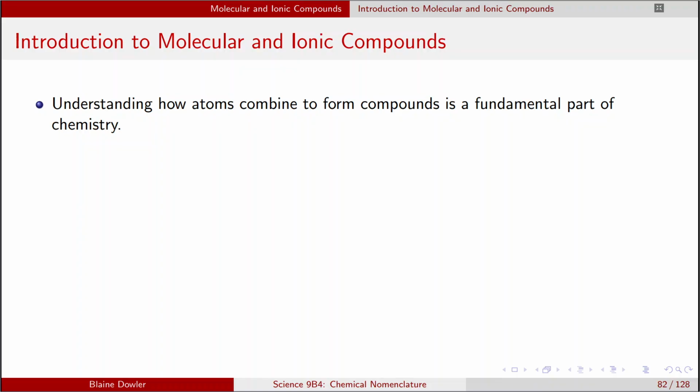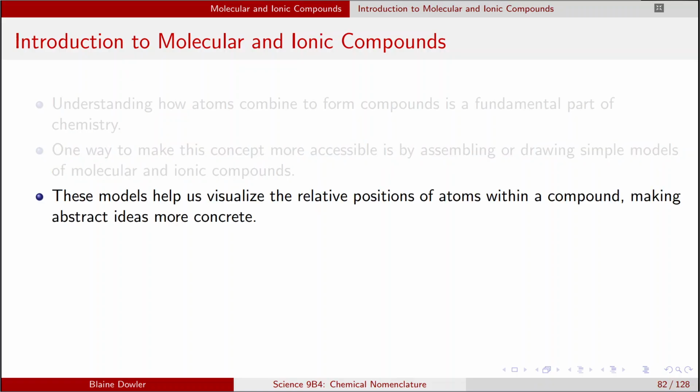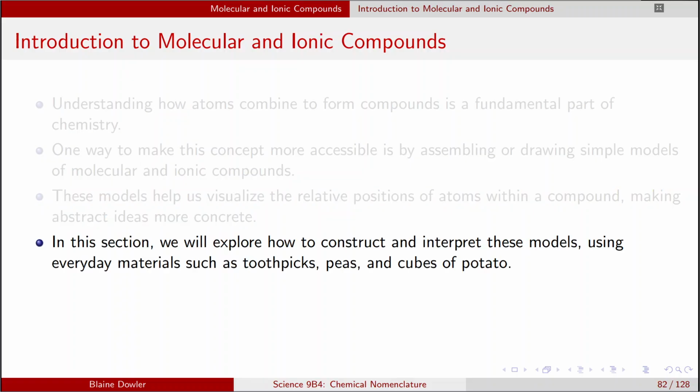Introduction. Understanding how atoms combine to form compounds is a fundamental part of chemistry. One way to make this concept more accessible is by assembling or drawing simple models of molecular and ionic compounds. These models help us visualize the relative positions of atoms within a compound, making abstract ideas more concrete. In this video, we will explore how to construct and interpret these models using everyday materials such as toothpicks, peas, and cubes of potato.